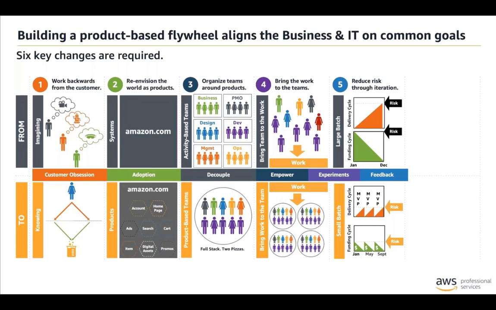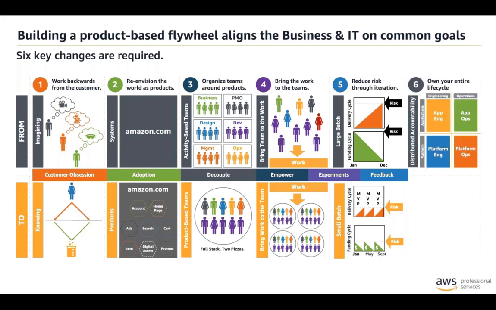Number 6, own your own life cycle. As already discussed, in most organizations, the people that engineer applications and platforms are distinct and separate from the teams that operate applications and platforms. If we want to reduce time to value, engineering and operations have to be brought together. This also increases the frequency of feedback.